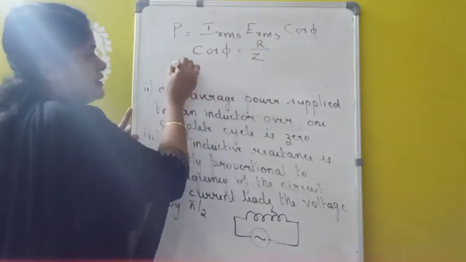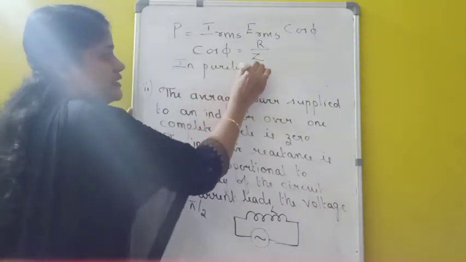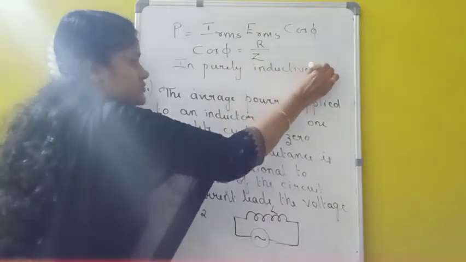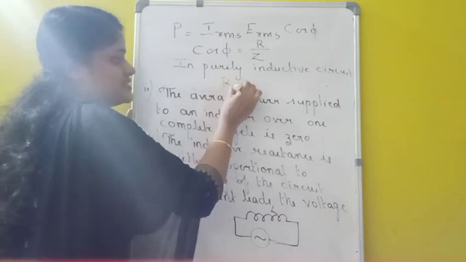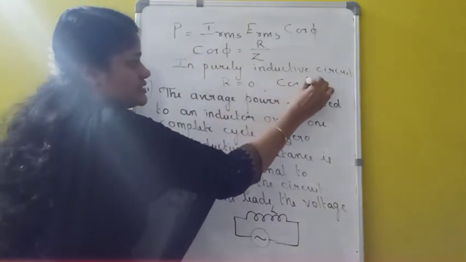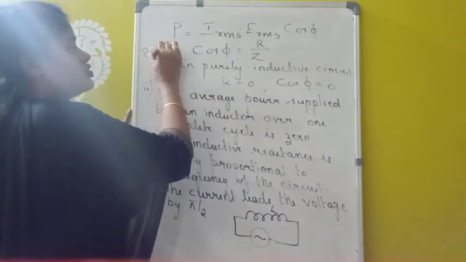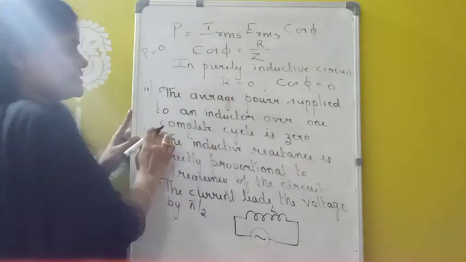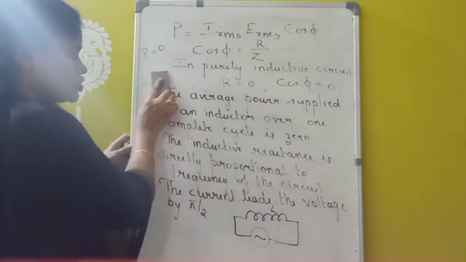Okay. Then in the case of purely inductive circuit, R is 0, resistance is 0. That means what about cos phi? Cos phi becomes 0. So whenever cos phi becomes 0, what about power? Power also becomes 0. That means the average power supplied to an inductor over one complete cycle is 0. So this statement is also true. So second statement is also true.